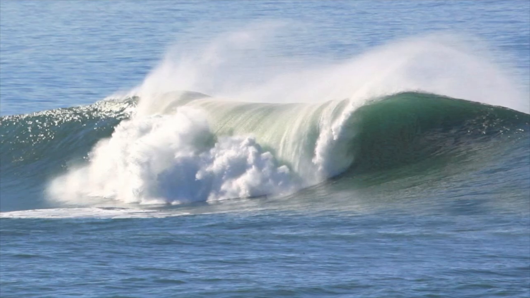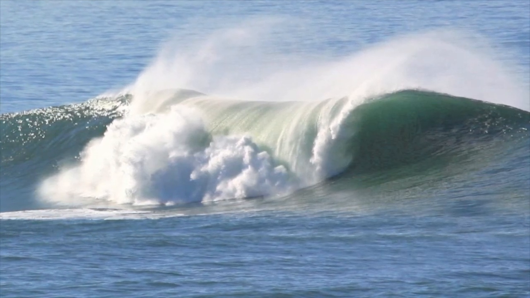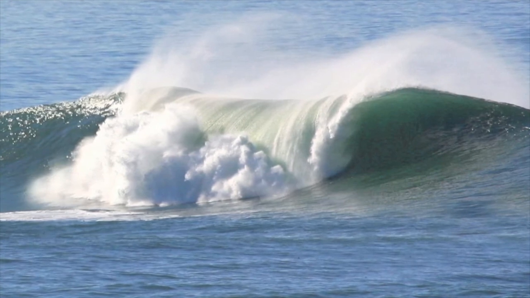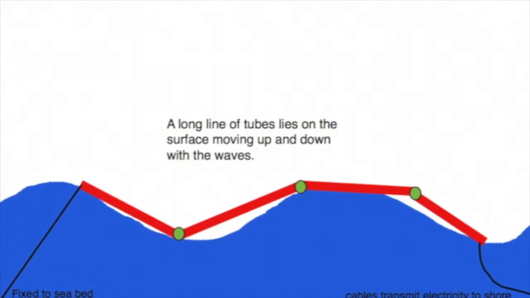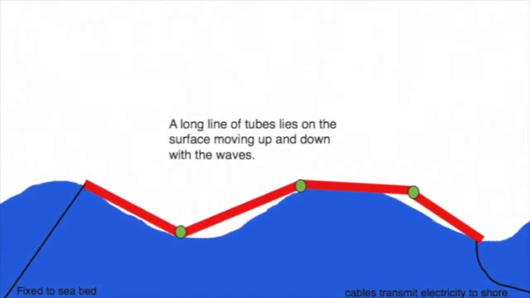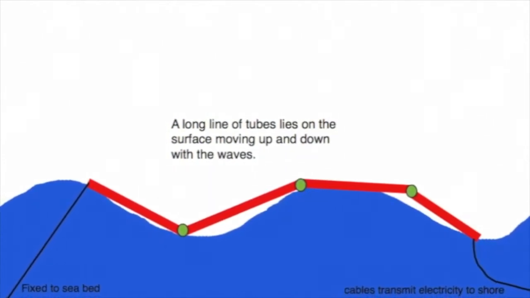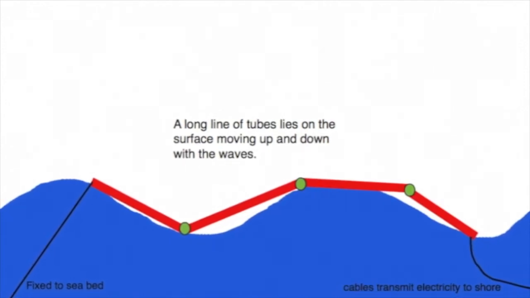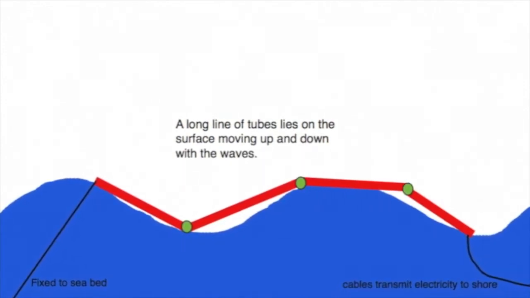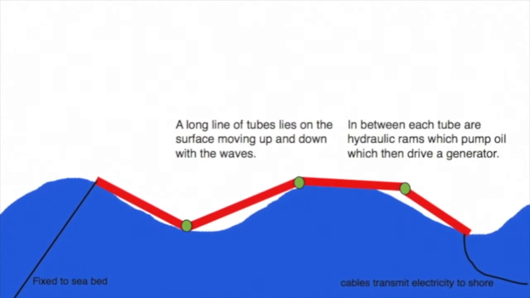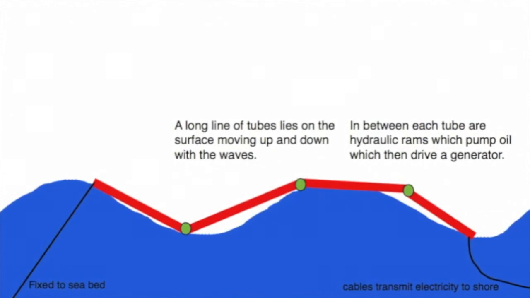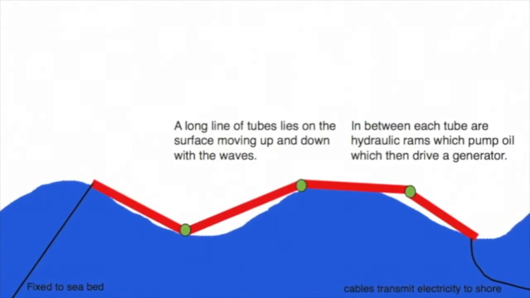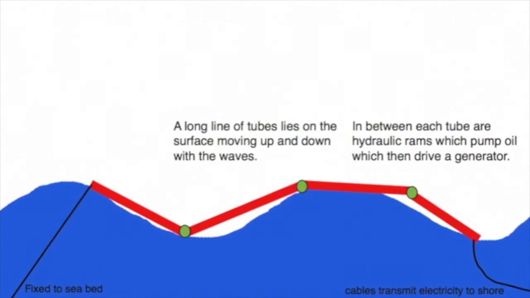There are several systems proposed to exploit wave energy. Though none are in large-scale production, most have been tried out. One system uses a large snake of large floating tubes. This line of tubes flexes as the waves move underneath. At the joints between each tube, there is a system of hydraulic rams. These pump oil around the tubes, which then drive a generator. That electricity is then transmitted back to the land.